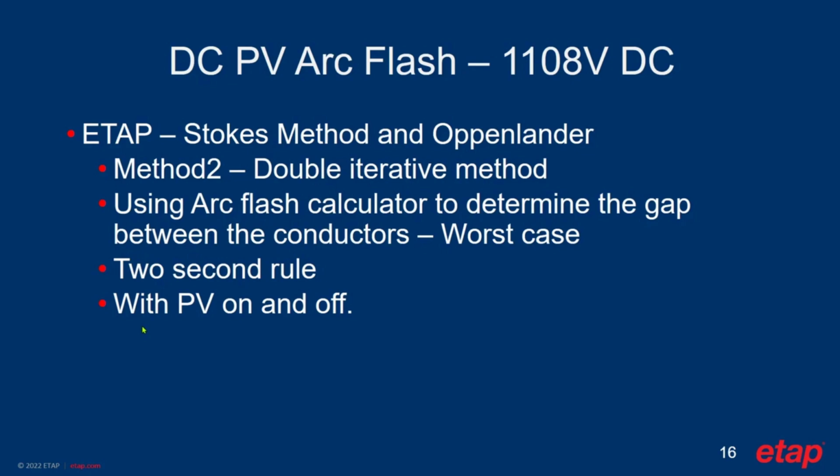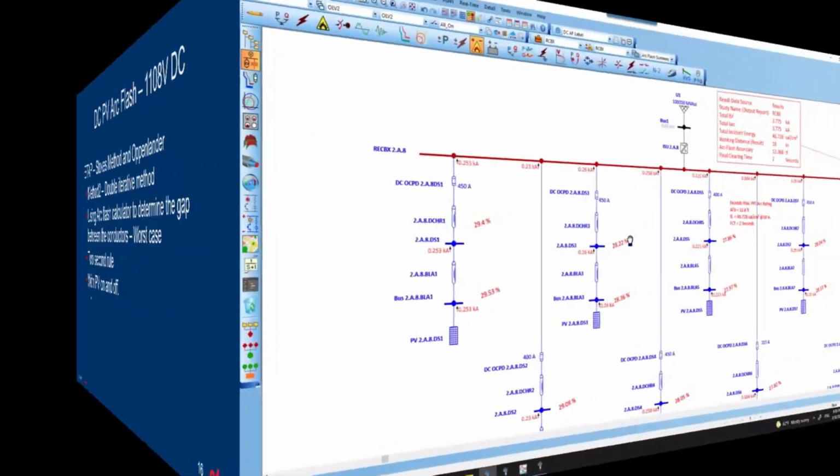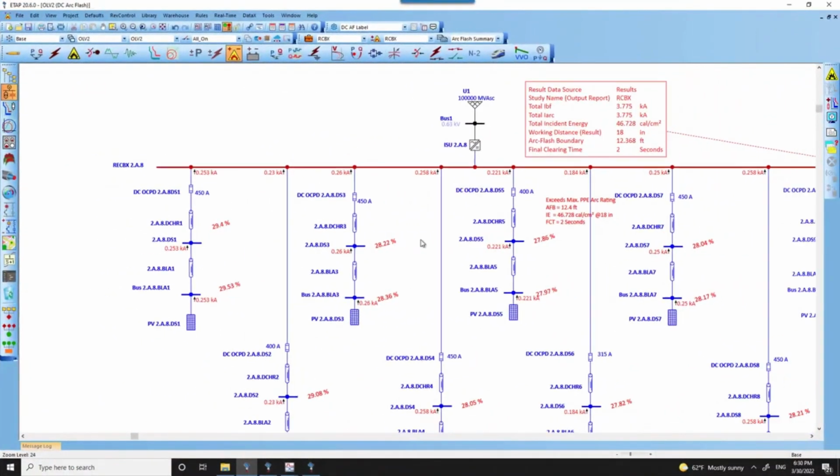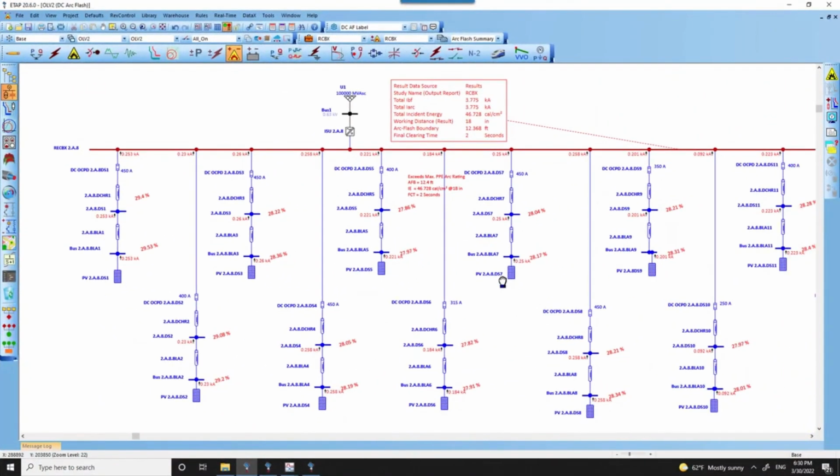Stokes and Oppenlander. And so the scope of the study had PV arrays that are actually connected to the inverter combiner box, and that combiner box would in turn give us the connection to the actual AC side of it that goes to the actual facility at the 34.5 kV switch gears. So in this case, we had two locations of interest.